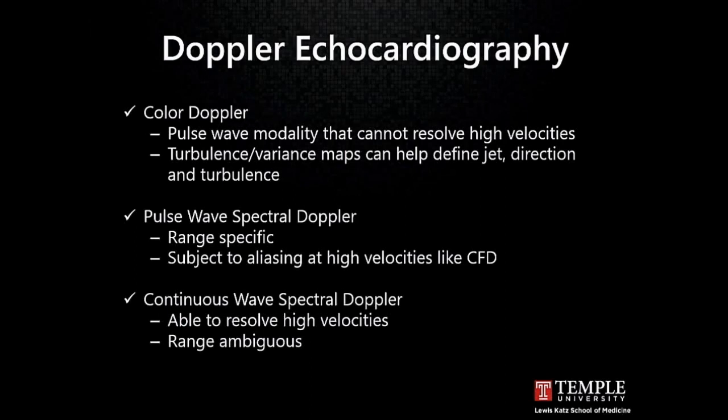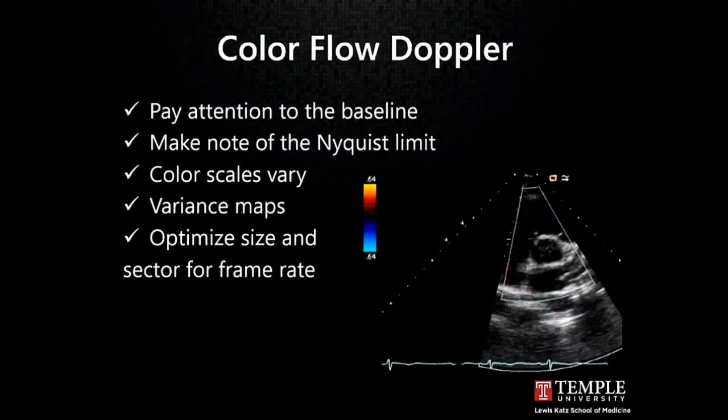They're both pulse Doppler. And then continuous wave Doppler is able to resolve higher velocities, and it's really range ambiguous, but we mostly use that in our mitral and aortic valves. So why did I tell you all this? Well, because I want to give you tips in looking at the normal echo on the exam.